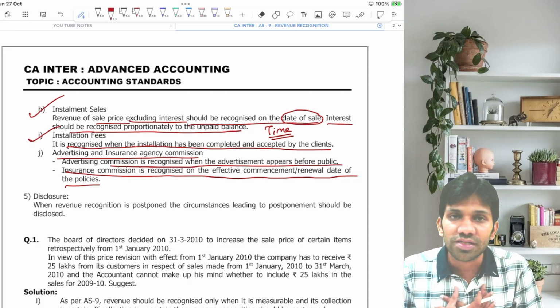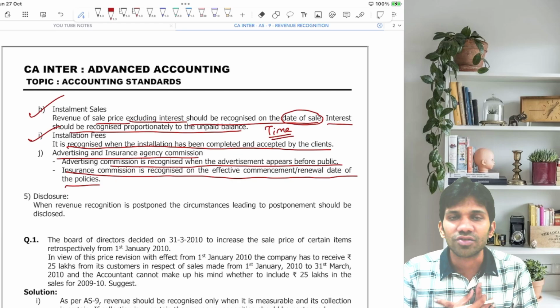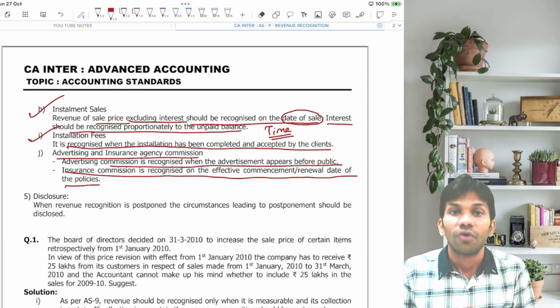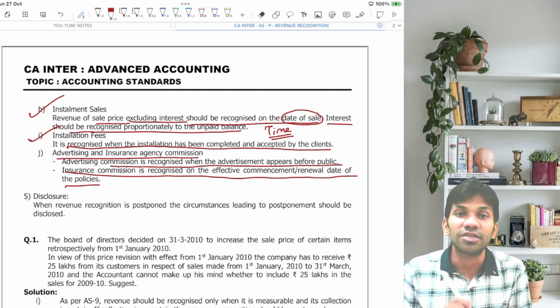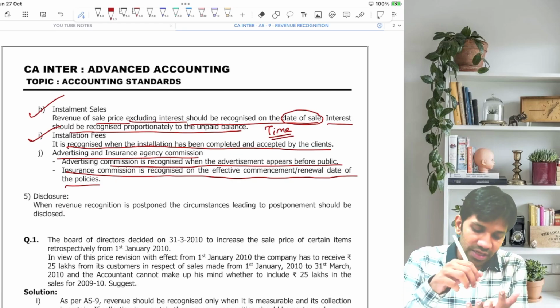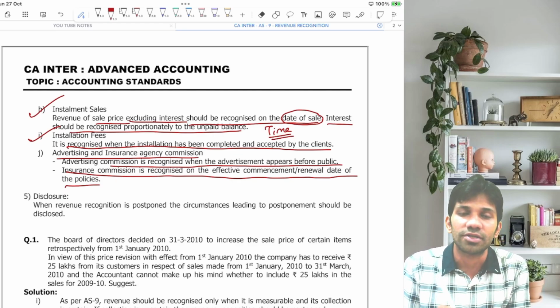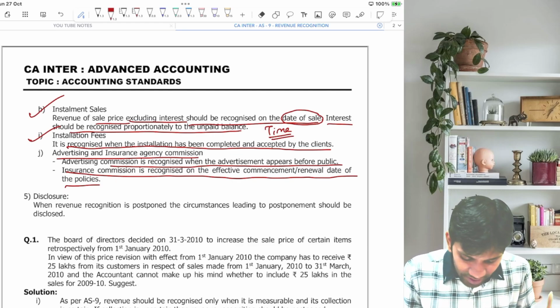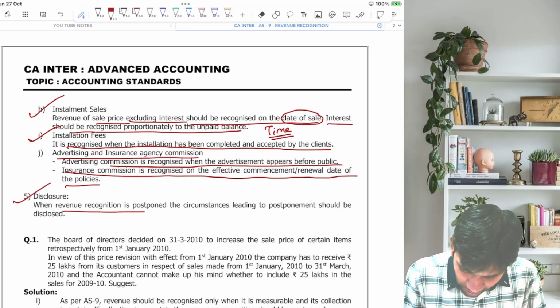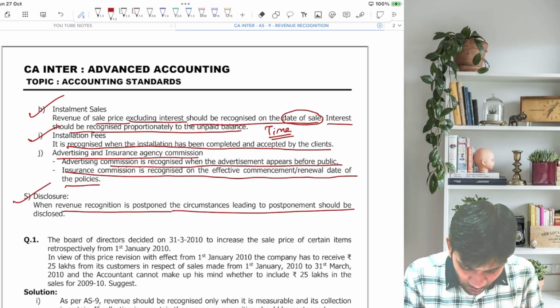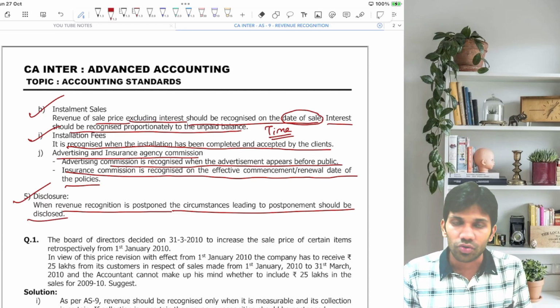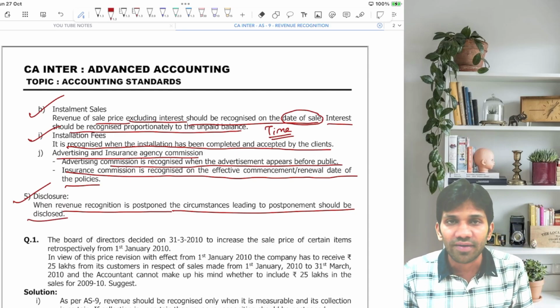Suppose I am an insurance agent, you are my clients, you have taken policies from me. When should I recognize commission income in my books? Only when you renew the policies every year. So it is on the date of renewal that insurance commission should be recognized. That's it. And the disclosure part: when revenue recognition is postponed, the circumstances leading to the postponement should be disclosed. So this is all the provisions of revenue recognition.